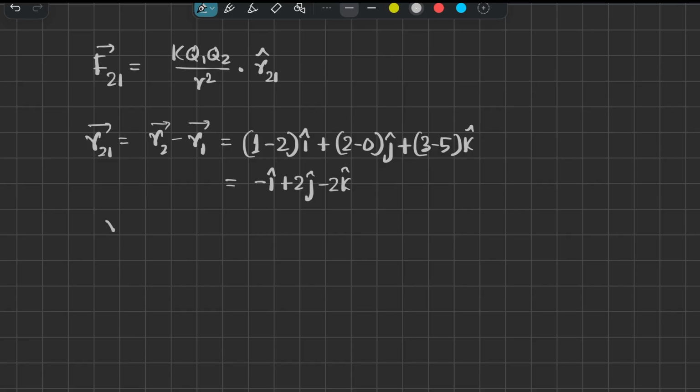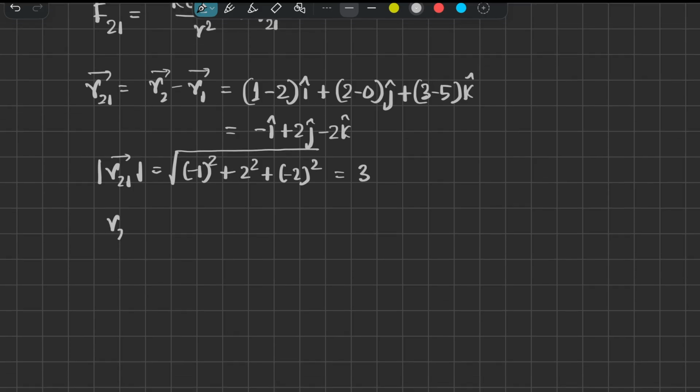Then the magnitude of r21 vector, this one's magnitude will be minus 1 square plus 2 square plus minus 2 square whole under root. So this will be root over 9, which is 3. The distance between them we got as 3, and r2 minus r1 vector also we got. So the unit vector along r21 is the vector minus i cap plus 2 j cap minus 2 k cap by magnitude of the vector.